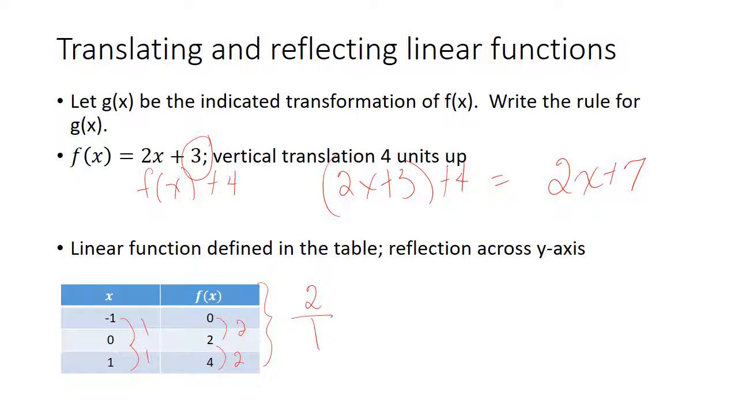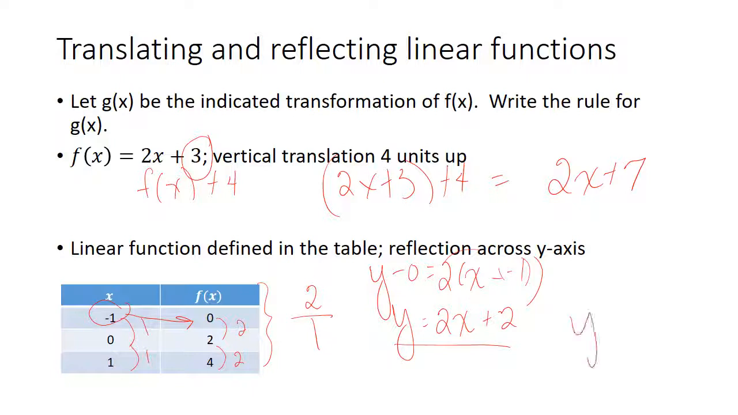If the x value is negative 1, then our corresponding y value is 0. So we could say y minus 0 is equal to 2 times x minus negative 1, or y equals 2x, just dropping the 0 since it doesn't make any difference. 2 times x is 2x. 2 times negative negative 1 is a positive 2. So this would be our equation. For our rule for g of x, reflecting it, we are going to replace x with negative x. So it would be y equals, instead of 2x, negative 2x plus 2.